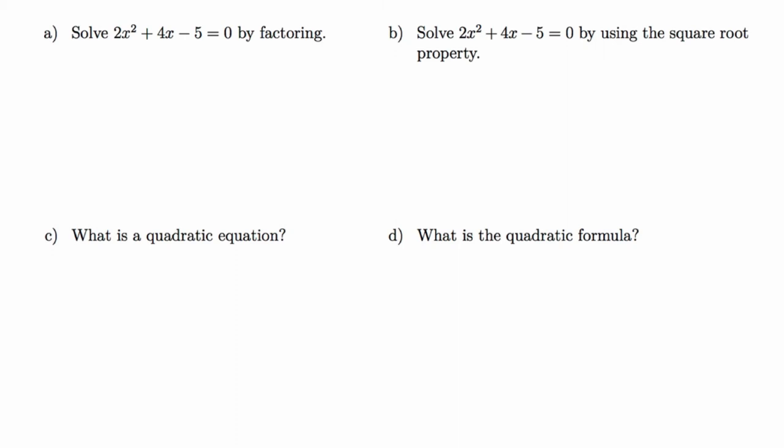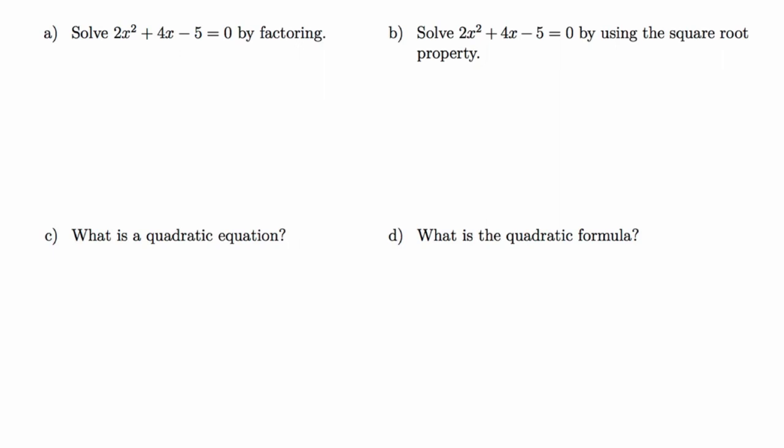In this video, we're going to introduce a new way of solving quadratic equations. We'll begin by taking one that looks fairly standard and using our previous methods. So in part A, we will solve the equation 2x squared plus 4x minus 5 equals 0 by factoring.